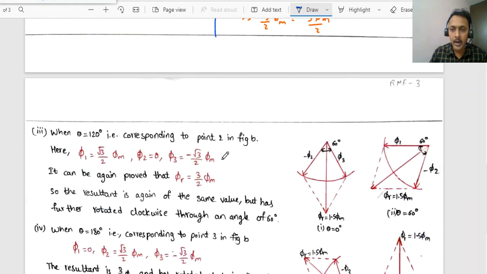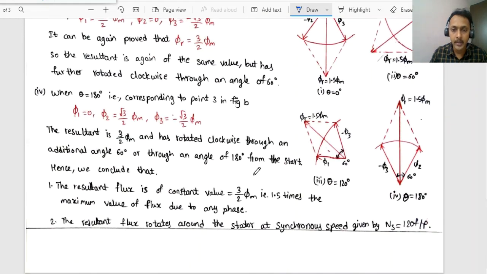That is important. At last we are going to find out that the resultant value of the flux will be 3 by 2 phi m, that is 1.5 times the maximum value of the flux due to any one of the phases. So we will see step by step how we get that 3 by 2 phi m, right, in this video.